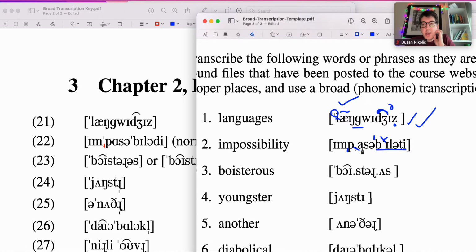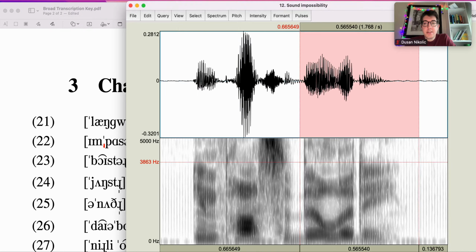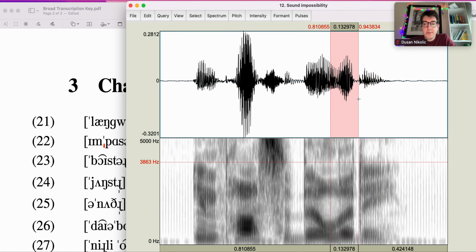P is okay. This is not the best option. I would say you should transcribe it like this: impossibility. This is okay. Schwability. And now t, if you say t here, you would produce it as t, impossibility, and that's not how we hear it in this recording.